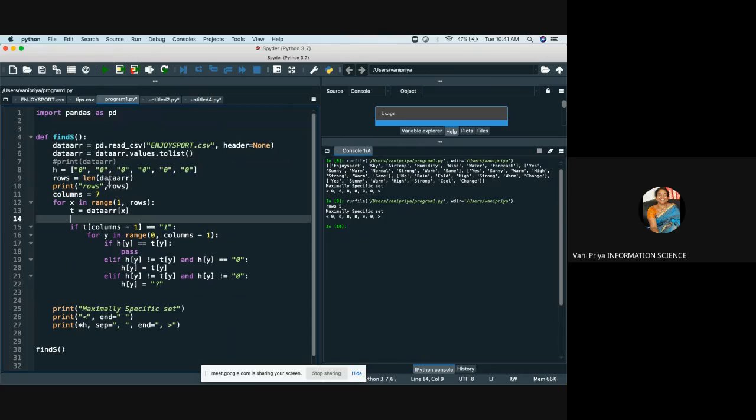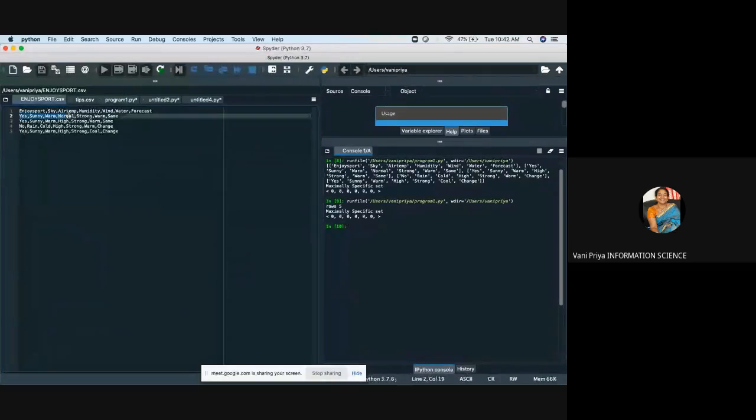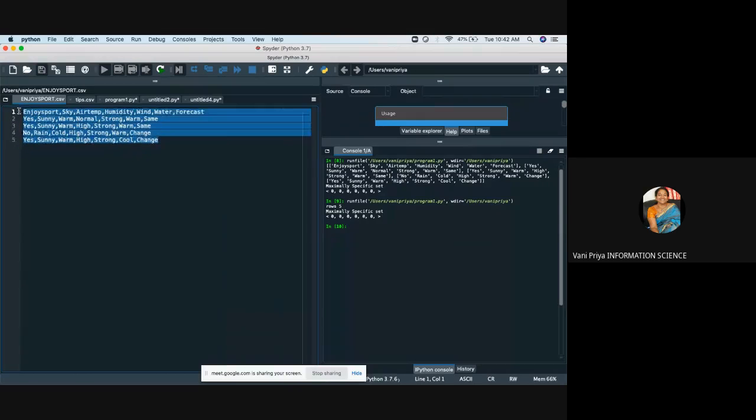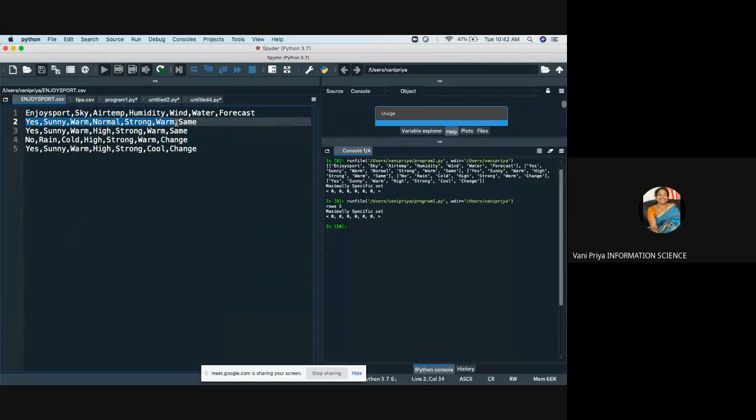Now what are you going to do? T is equal to, first you have to extract the first training example, that is, the first row. So the first row is nothing but yes, sunny, warm, and same. In the previous examples I showed enjoy sport at the end, but here the target value is in the beginning. So this is the target value, and these are the features.